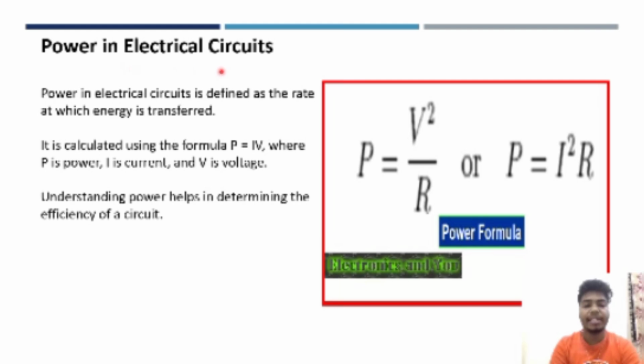Power in electrical circuits. Power in an electrical circuit is defined as the rate at which energy is transferred. It is calculated using the formula P is equal to I into V, where P is the power, I is the current and V is the voltage. Understanding power helps in determining the efficiency of the circuit. This is the formula for power: P is equal to V square divided by R, or P is equal to I square into R.